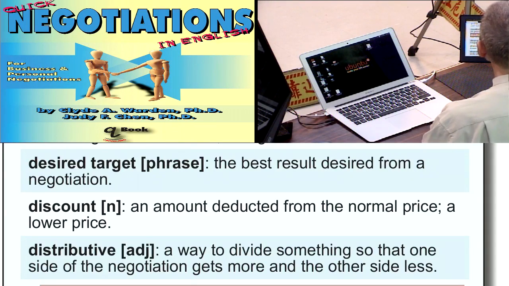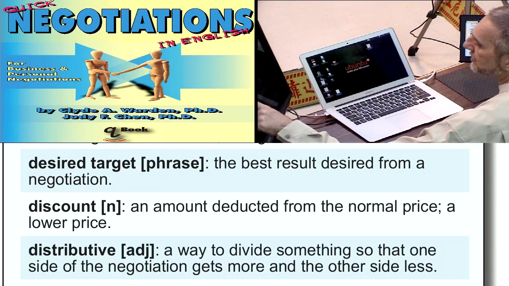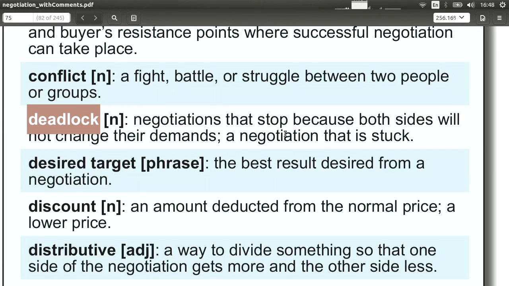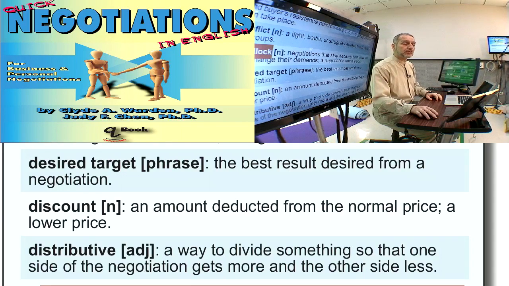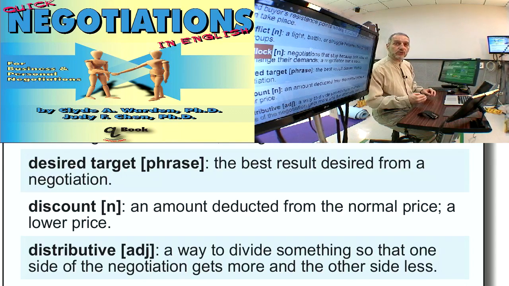Deadlock. Deadlock means you're stuck. You cannot move in any direction. The negotiation specifically is deadlocked, meaning both sides are not going to change and they cannot agree. So a deadlocked negotiation usually just has to come to an end. Now, you can use this in your negotiation when you're talking to the other side by saying, I think we're in a deadlock. This negotiation is deadlocked.